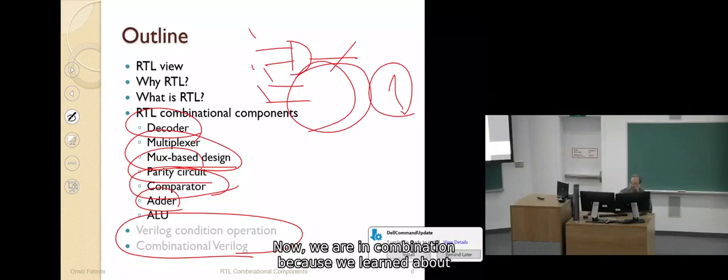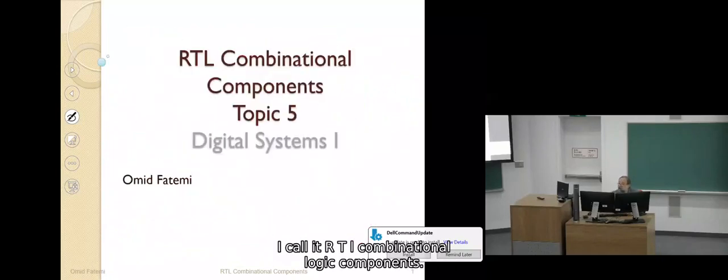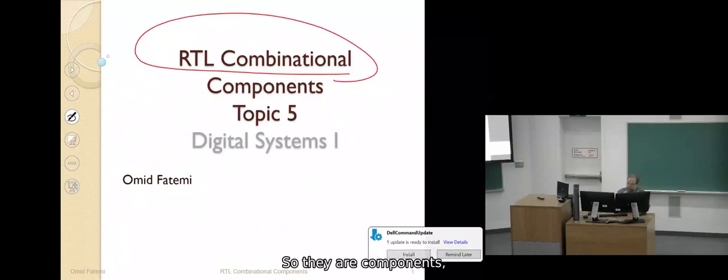Now we are in combinational, because we learned about AND, OR, NOT, XOR, NOR, NAND. These are combinational. So you change the input, the output changes for sure, and the output is based only on the inputs, nothing else. Okay? This section, I called it RTL combinational components. So they are components, they are combinational, and they are RTL. It means register transfer level.